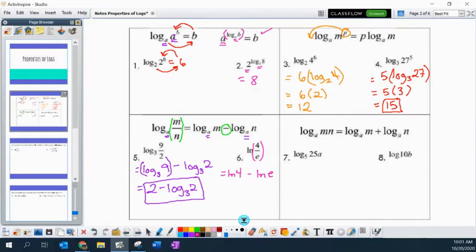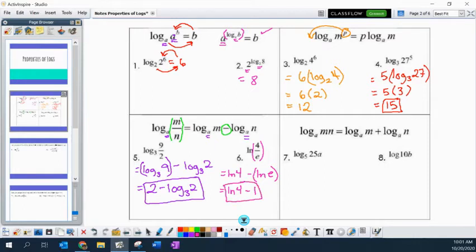Okay. All right. Well, we can simplify this a little bit further. Remember, natural log is log base e. I don't know what power I raise e to get 4, but I do know what power I raise e to get e. What power do we raise e to get e? That's the first power. So this is the natural log of 4 minus 1.